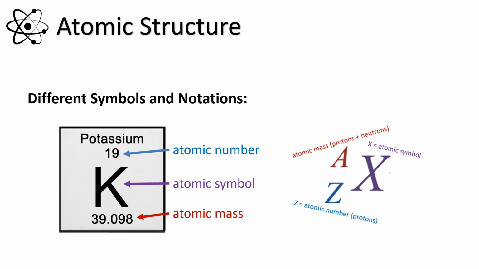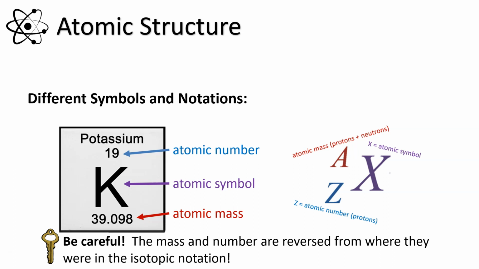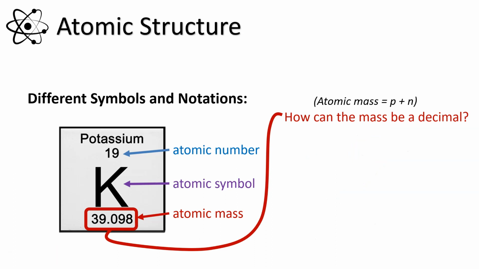One thing you'll notice is that the positions of those numbers are flipped. It's a little confusing to keep track of that, but you'll eventually pick up on the fact that the atomic number is always the smaller one out of the two numbers, regardless of the position. So just be careful that the mass and the number are reversed from where they were in the isotopic notation.